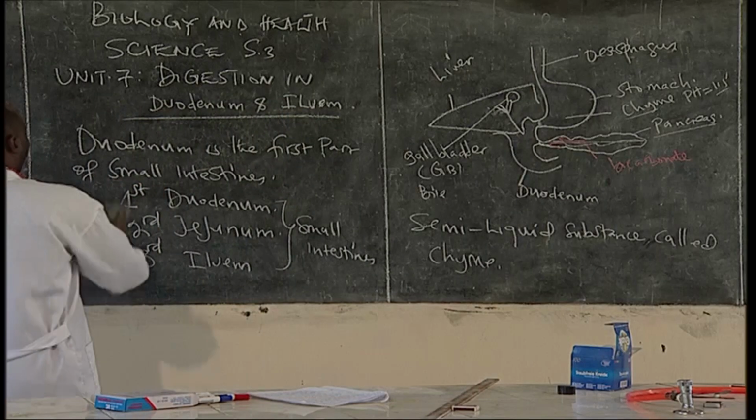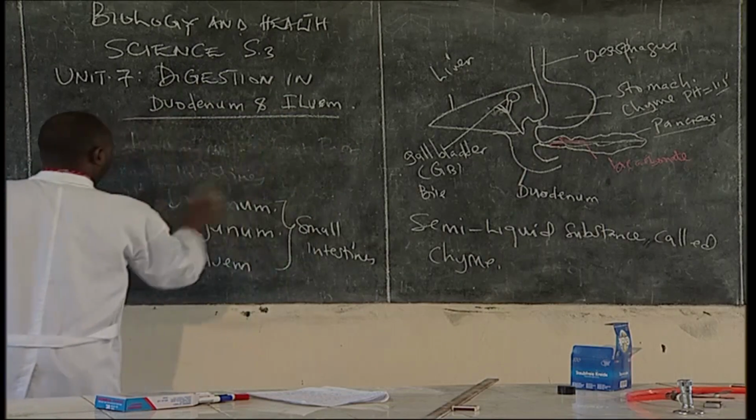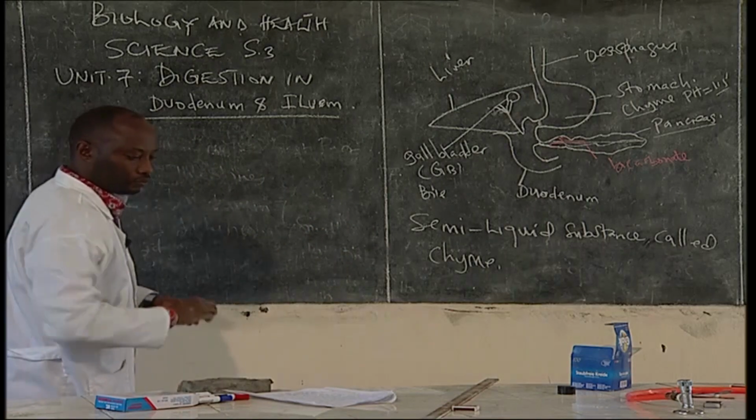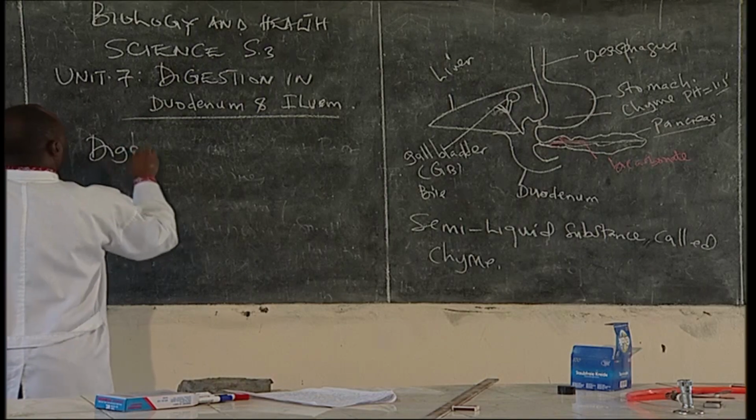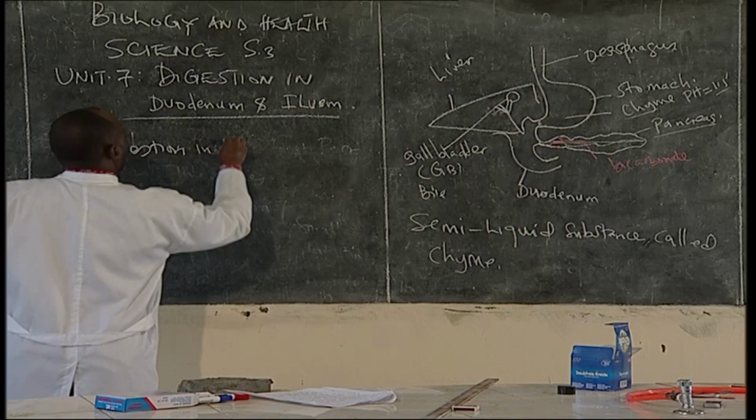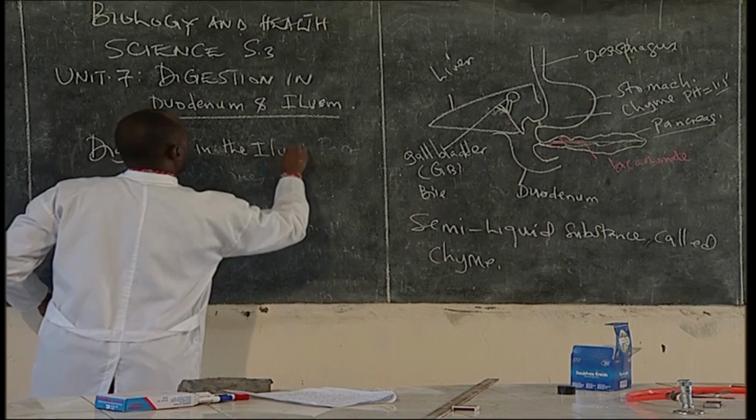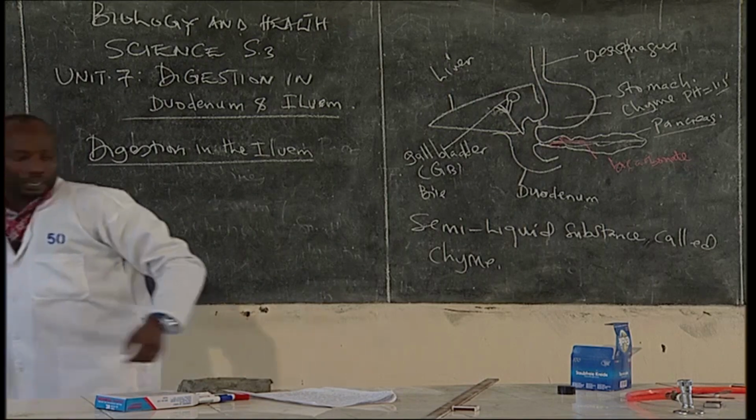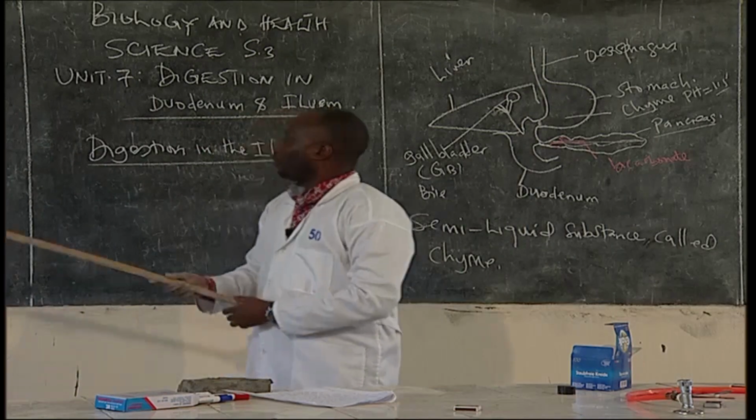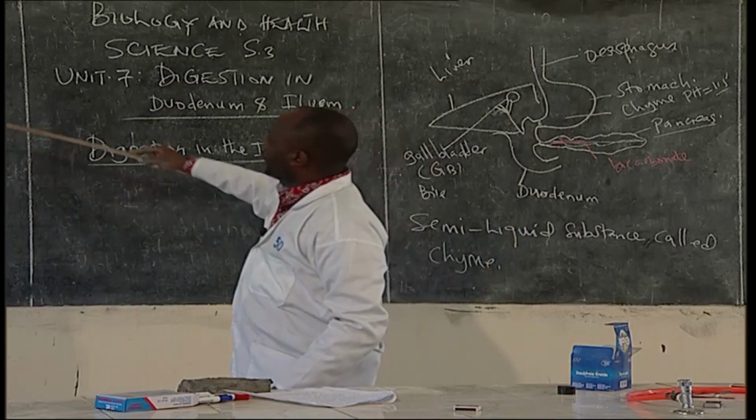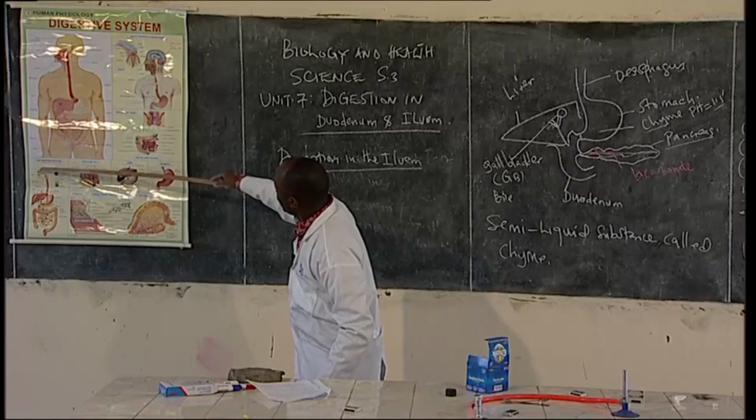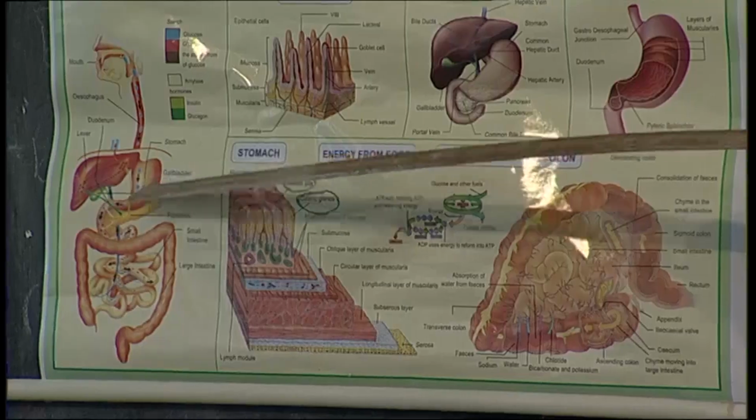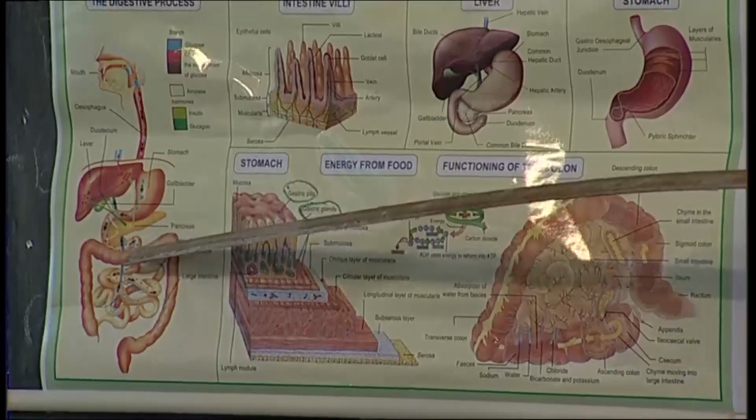Now, let's talk about digestion in the ileum. Students, if I say digestion in the ileum, let's have the diagram here. I will try to show you where the ileum is located. This diagram shows the structure of the alimentary canal. We have the mouth, stomach. The first part of the small intestine is the duodenum.